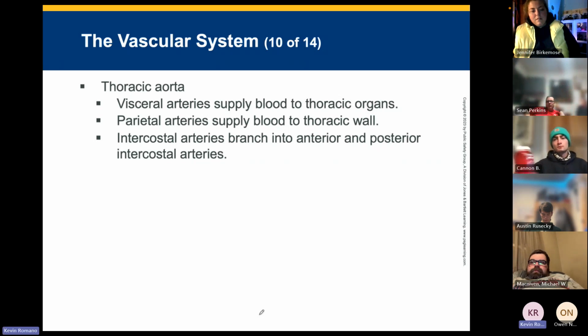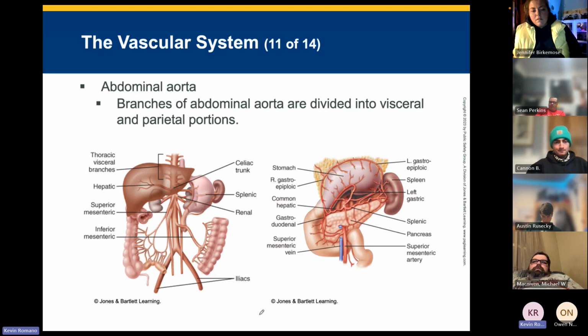And perfusing appropriately. That's what I was looking for. So the parietal arteries supply blood to the thoracic wall. The intercostal artery branches into the anterior and posterior intercostal arteries. The anterior intercostal arteries originate as branches of the subclavian system. Right, so the posterior intercostal arteries arise directly from the aorta.